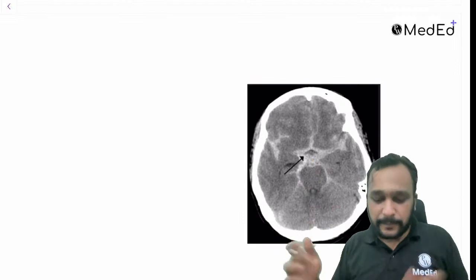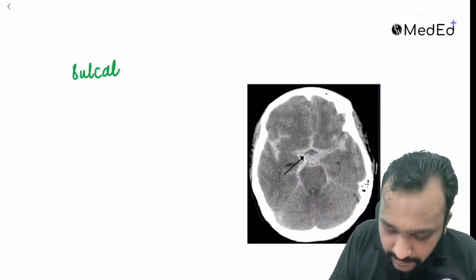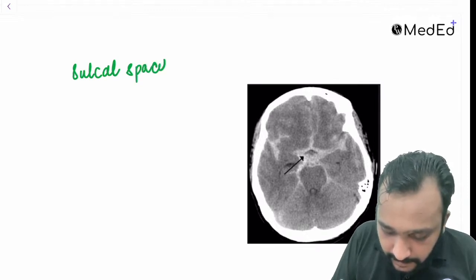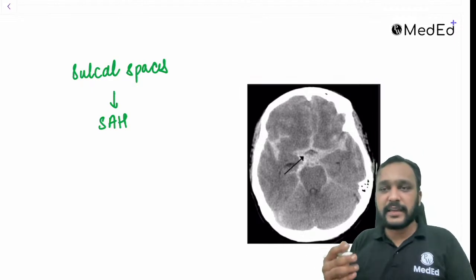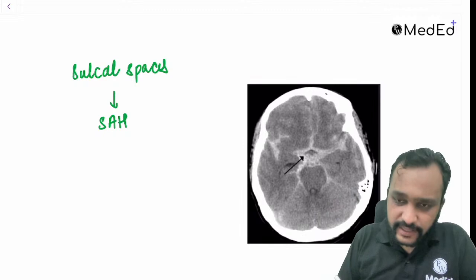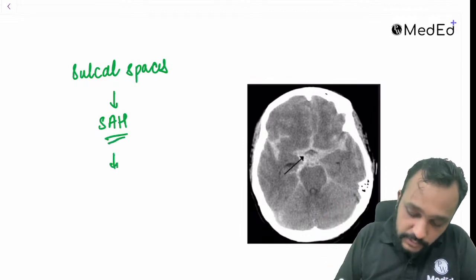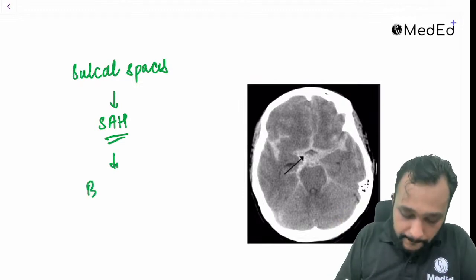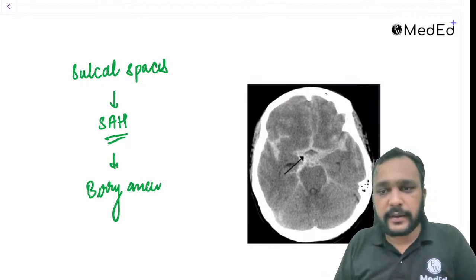And guys, when there is hyperdensity in the sulcal spaces, just remember it is due to subarachnoid hemorrhage, and the patient will present with the worst headache of their lifetime. And very good, Chandani, it is the worst headache of the lifetime, and it is due to the rupture of berry aneurysm, right?